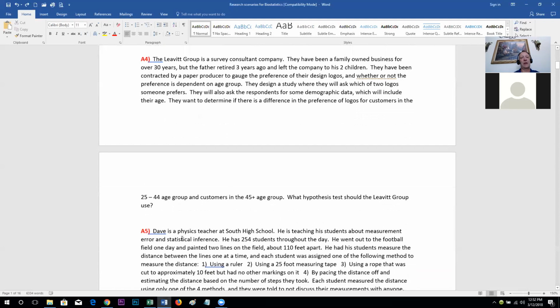All right. The Levitt Group is a survey consultant company. They have been a family-owned business for over 30 years, but the father retired 3 years ago and left the company to his 2 children. They have been contracted by a paper producer to gauge the preference of their design logos and whether or not the preference is dependent on age group. They design a study where they ask which of 2 logos someone prefers. They will also ask the respondents for demographic data, which will include their age. They want to determine if there is a difference in the preference of logos for customers in the 25 to 44 age group and customers in the 45 plus age group.